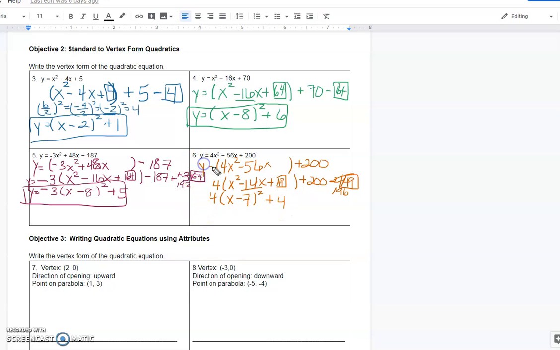And bring my y's down. Y equals. And this is my vertex form: y equals 4 times x minus 7 squared plus 4.